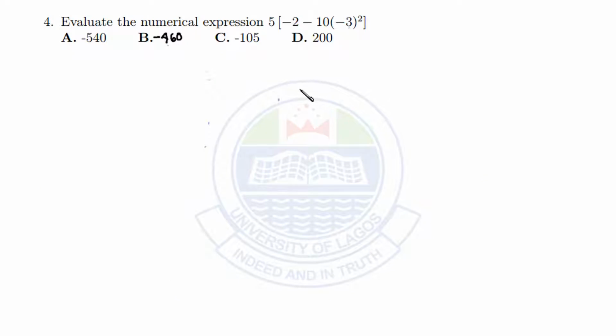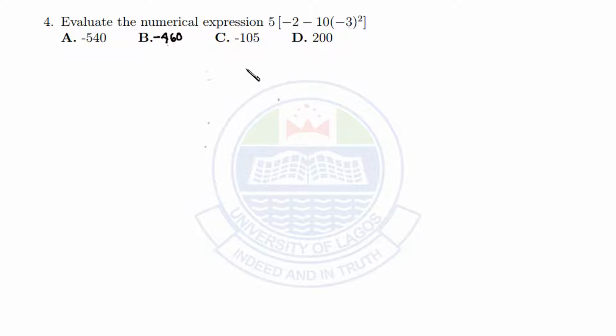In this question, they ask us to evaluate the numerical expression 4 minus 5 open brackets minus 2 minus 3 times 10 raised to the power 2. Now for us to evaluate this, you see that this is a very simple problem. You can even use a calculator to solve this, or you can solve it by hand.